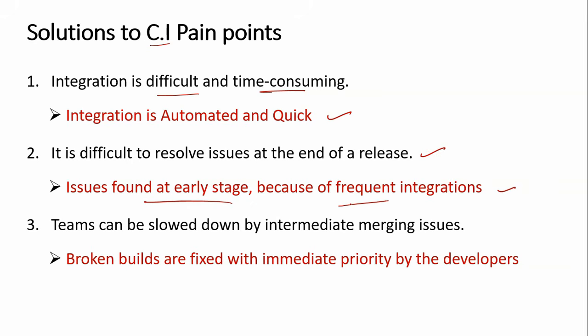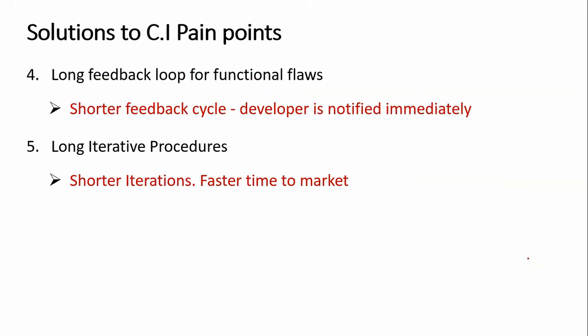So it is very easy for the development team to fix the problem, and a team can be slowed down by intermediate merging. Here no problem, broken builds are fixed immediately. Priority, multiple team members will be there. As I already said, everyone knows which build failed, so they work together and make things happen on time. And developers are notified immediately if there are build failures or if a defect happens.